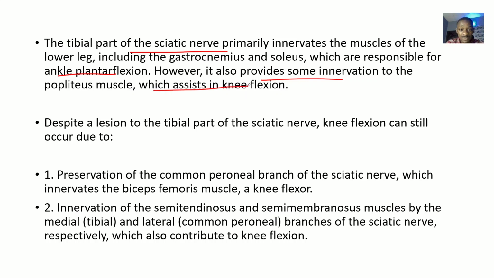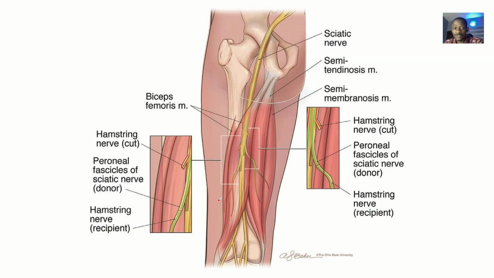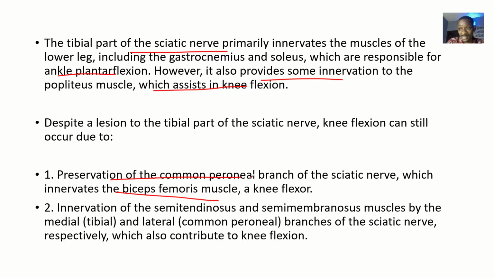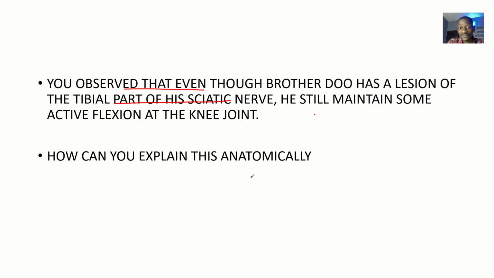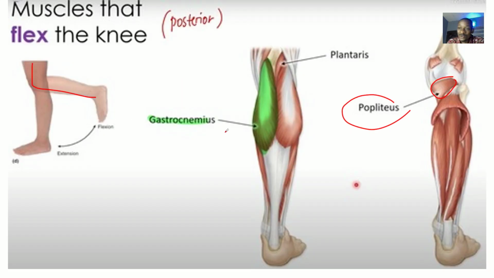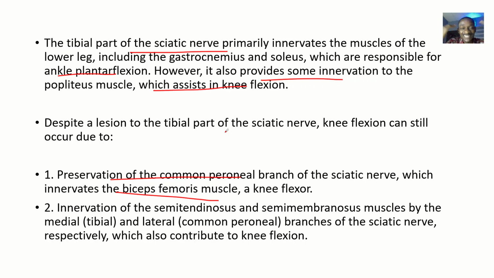We also have some other muscles that help in flexing the knee. So this popliteus muscle assists in knee flexion too, but there will still be knee flexion because there's preservation of the common peroneal branch of the sciatic nerve, which innervates the biceps femoris muscle. This muscle is involved in knee flexion. Biceps femoris. Why do you know that the common peroneal branch is preserved? This is because they were specific. They said the tibial part. So the common peroneal part was preserved. They're actually testing your knowledge of the lower limb for real.